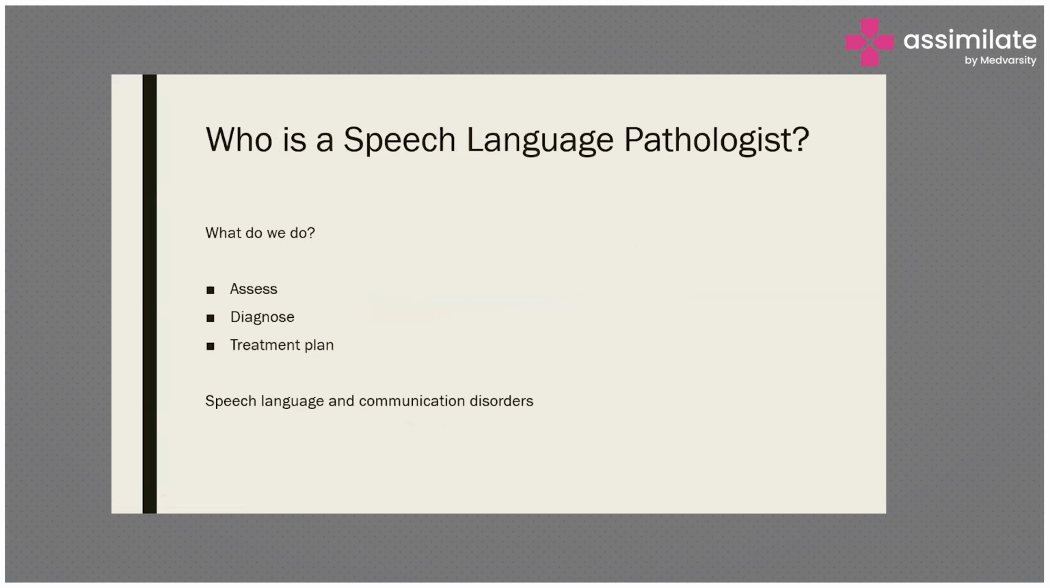Now, who is a speech language pathologist? A speech language pathologist is a certified individual who can assess, diagnose, and make treatment plans for all the speech, language, and communication disorders. We are usually certified with RCI and have RCI numbers. So, if you want to refer to an audiologist or a speech language pathologist, please look for their RCI numbers.